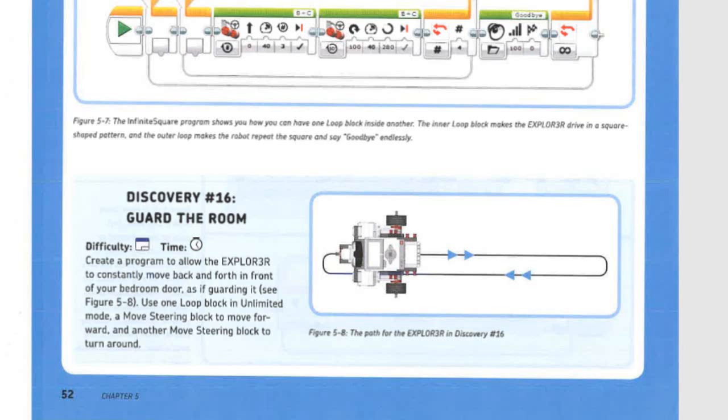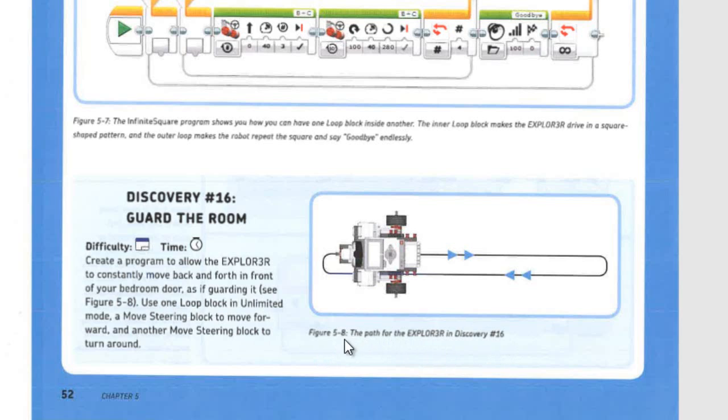Today we're going to be doing discovery number 16 and discovery number 17. Discovery number 16, guard the room. Create a program to allow the Explorer 3 to constantly move back and forth in front of your bedroom door. This could just be in front of one of the desks that we have here, as if it's guarding it.